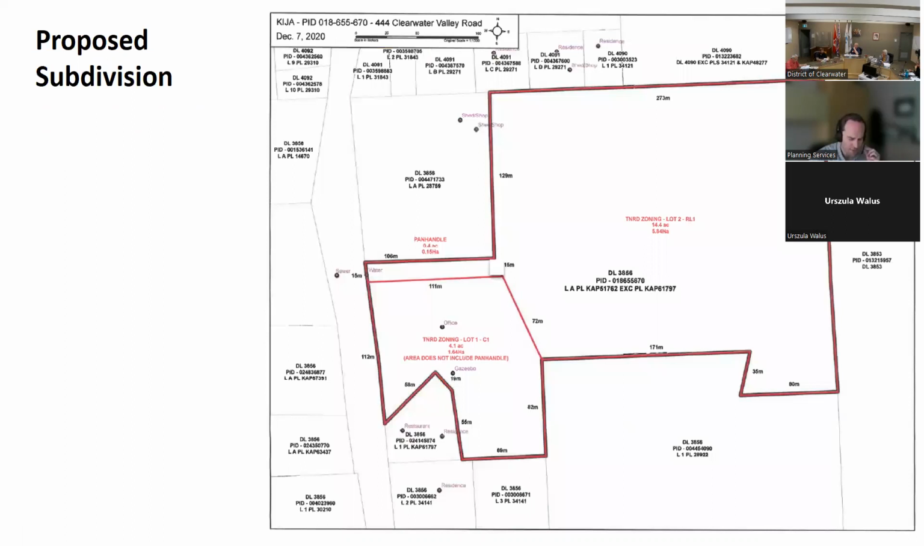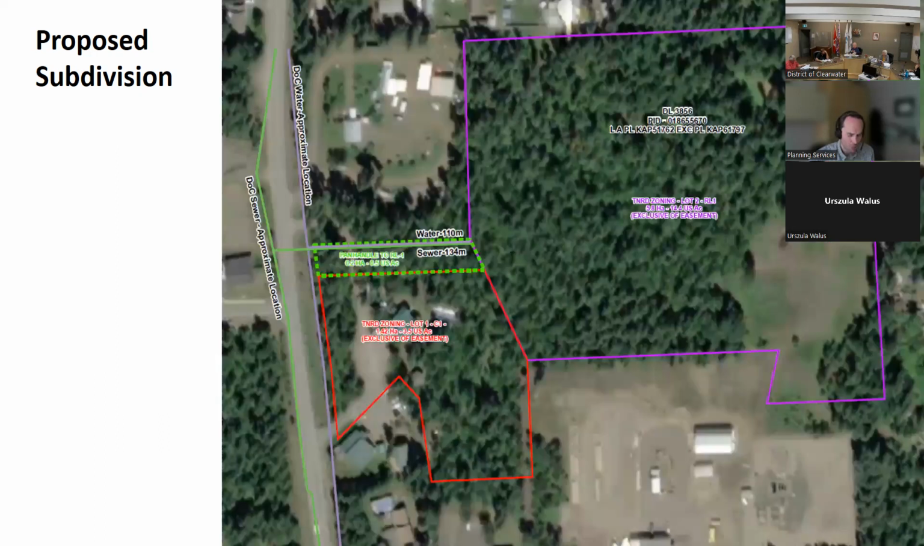And the owner is proposing a 2-lot subdivision as shown on this map. And so under the district's subdivision servicing bylaw, this whole area is considered service level 1, and that requires, according to the bylaw, connection to both municipal water and municipal sewer. And the issue in this case is that the sewer line is actually on the west side of Clearwater Valley Road with a lift station at Lytton Crescent and Clearview Street. So over on the other side of the road here.